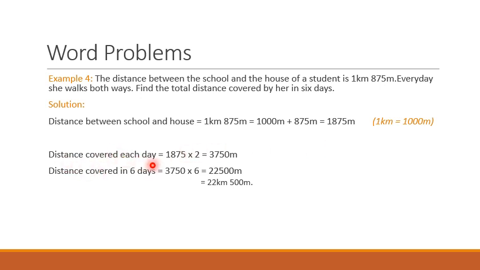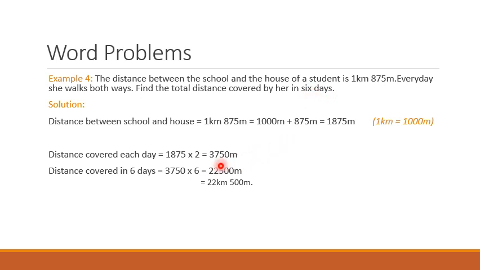Now since I have told that she covers this distance 2 times in a day, the distance covered each day is equal to 1875 multiplied by 2. This will give me 3750 meters. So every day she covers the distance of 3750 meters.